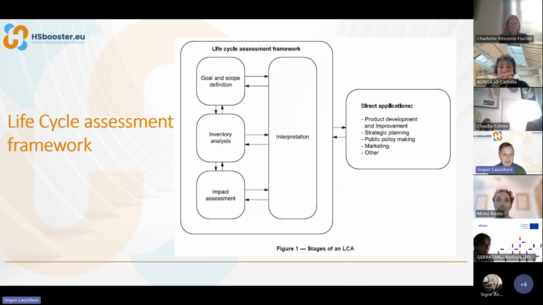So this slide was also shown by Mirko. Maybe I can say on the right side, it says that its application is for product development and improvement, strategic planning, public policy making, and marketing. But as Mirko has already shown this, I will not go into details with this.